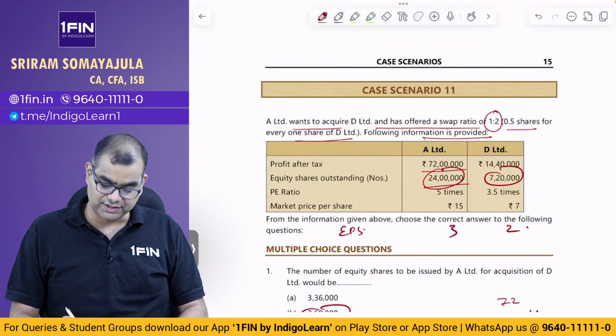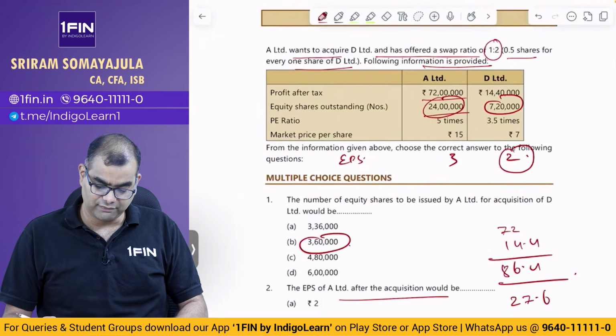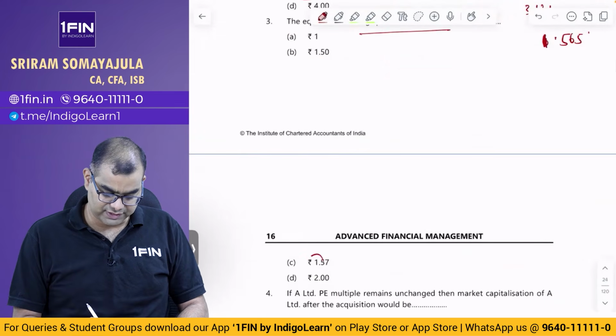I am getting 1.565, whereas right now my EPS is 2. So from 2 it has gone down to 1.565. See, 1.565 is there.